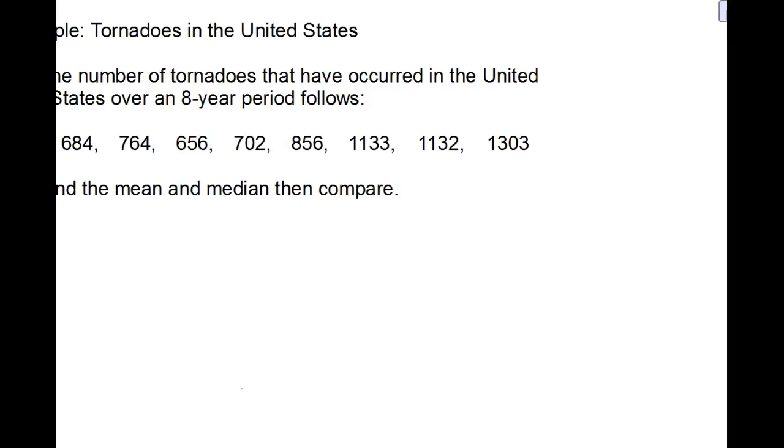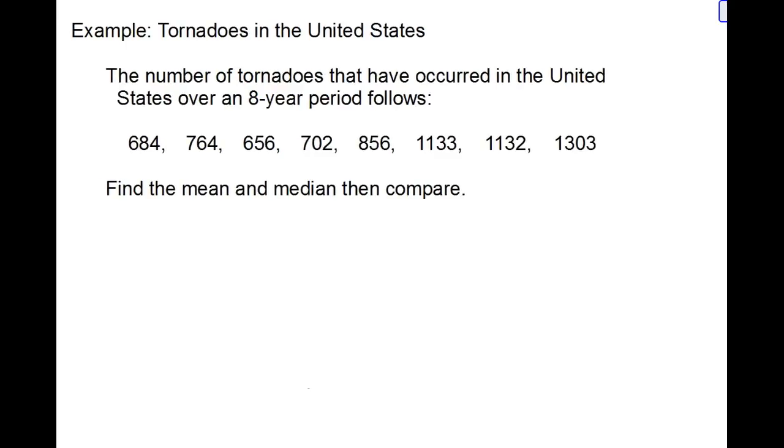So let's look at an example. Let me scroll back over a little bit, in which we want to find the mean and the median and compare them, because we're going to find out something very interesting about this. So we're looking at the number of tornadoes that have occurred in the United States over an 8-year period.